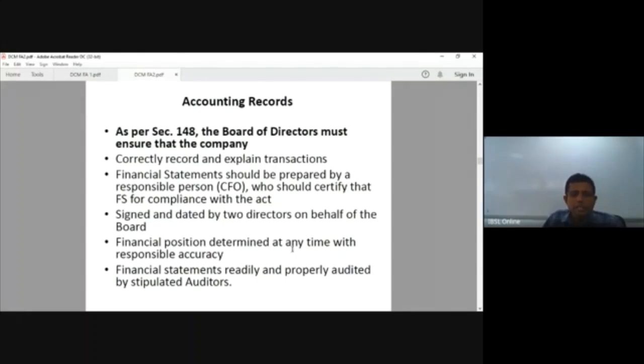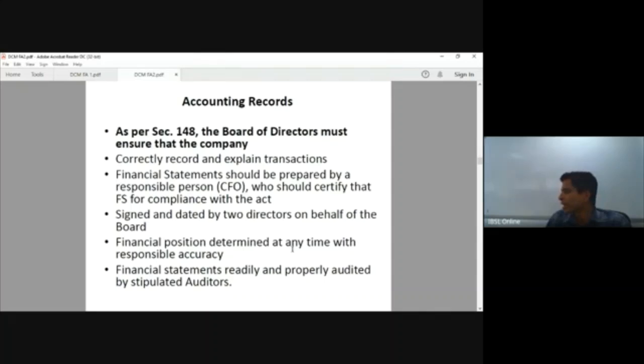Now this is important. Accounting records under section 148. The board of directors must ensure that the company correctly records and explains the transactions. There is a responsibility on the board of directors to ensure this. Then the financial statements should be prepared by a responsible person, namely the CFO, Chief Financial Officer, who should certify the financial statements for compliance with the Act.